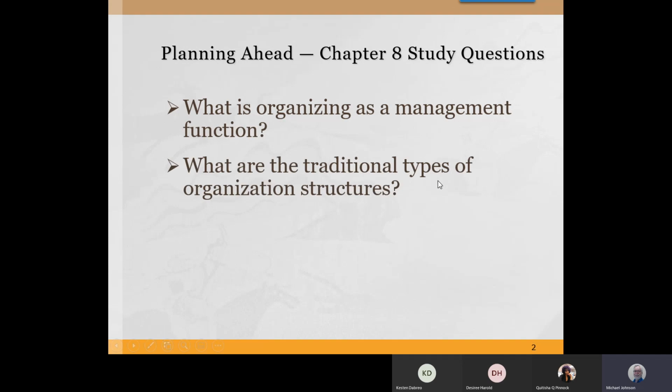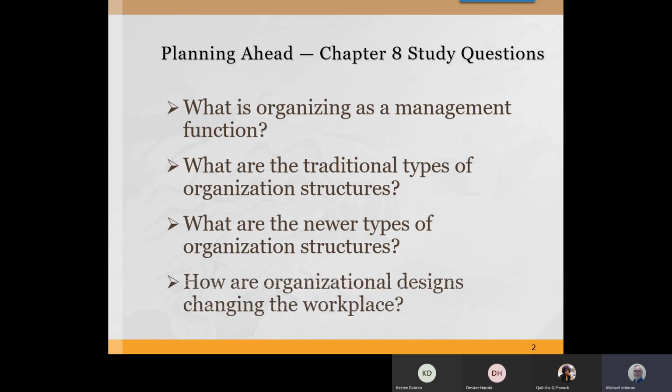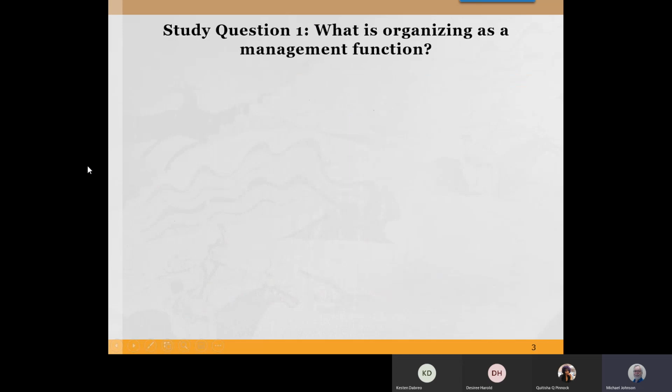So this also means, what are the traditional types of organizational structure? And what are the newer organizational structures? How do we implement these in a strategic way? And the last question we want to answer is, how are organizational designs changing the workplace? And I'll give you some examples as we go along.